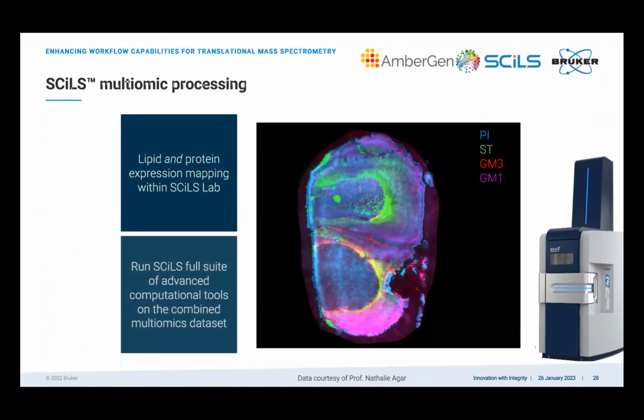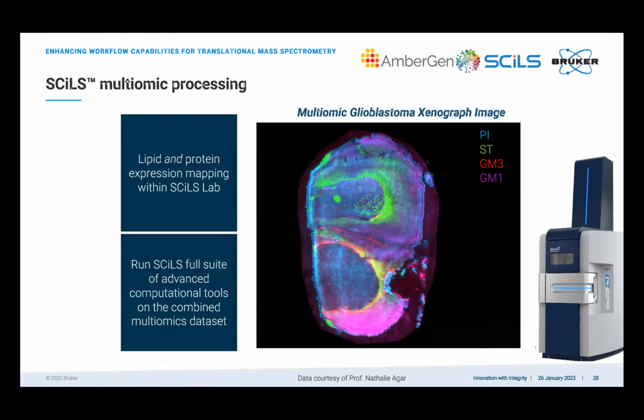And then, as I've said, you can also do multi-omic experiments. So I could do a lipid imaging experiment first, wash off the matrix, do my MALDI-friendly IHC staining, look at my proteins of interest, and then I can take both data sets, put it back into Skills Lab, and I can visualize the lipid, the PI that's listed here, a sterol is the ST, and then 2 proteins of interest that are also being looked at here. And this is from a mouse glioblastoma model.